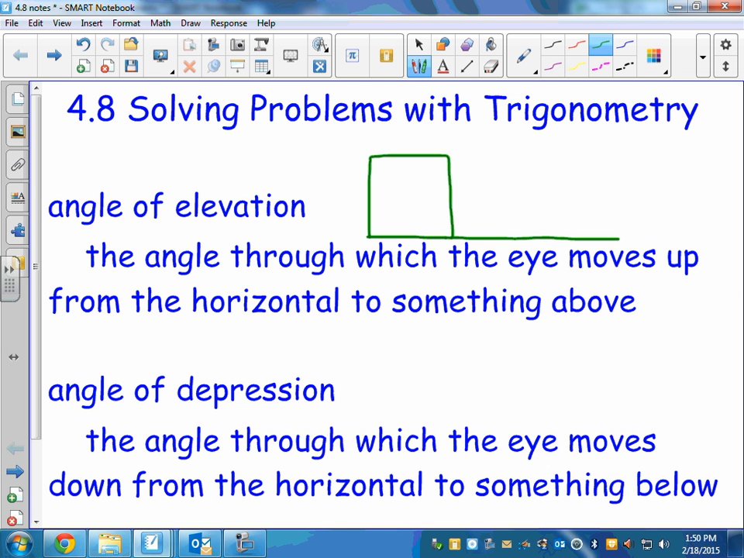An angle of elevation is the angle through which the eye moves up from the horizontal to something above. So it's like if you're standing on the ground and you're looking up at a building, the angle of elevation is that angle of you looking up to the top of the building. So angle of elevation comes from the ground up to what you're looking at. So right here would be your angle of elevation.